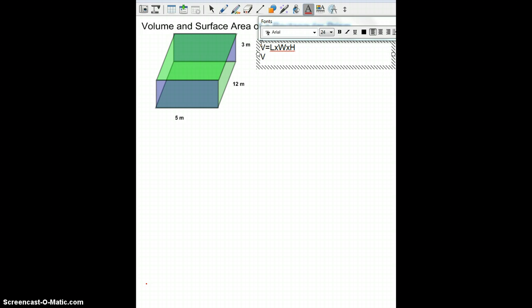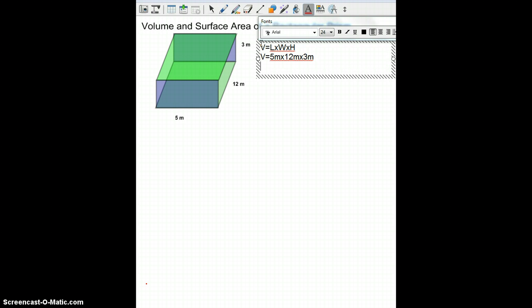So what is our length? Well, our length is 5 meters, and we multiply that by our width. And what was our width? Our width was 12 meters. And then we basically multiply that by our height, which is 3 meters.